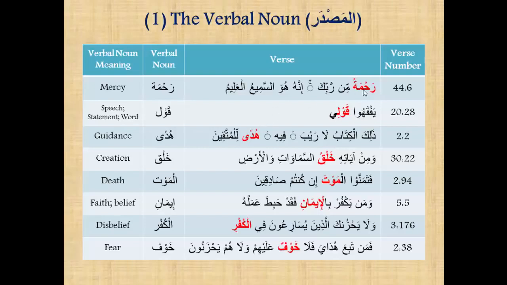Example number one, رَحْمَةً مِنْ رَبِّكَ إِنَّهُ هُوَ السَّمِيعُ الْعَلِيمُ. The masdar here is rahma, which means mercy. This comes from the verb rahima yarham, to show mercy or to show compassion. Example number two, yafqahu qawli. The masdar here is qawl, from the verb qala yaqulu, to say. Qawl means speech or statement or word. So it can mean any of these three definitions depending on the context of the ayah.